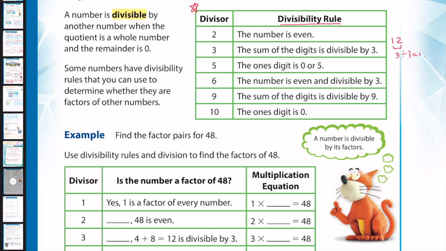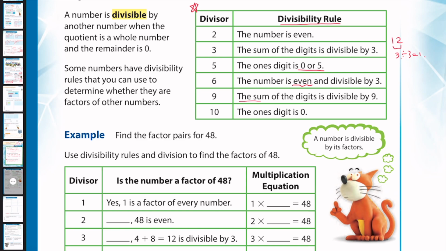Okay, and what about 5? The ones digit is 0 or 5. Of course, multiples of 5 end in 0 or 5. Okay, that's the divisibility rule for 5. And for 6, the number is even and divisible by 3. Okay, even numbers and divisible by 3.